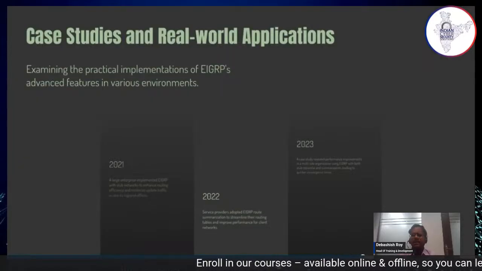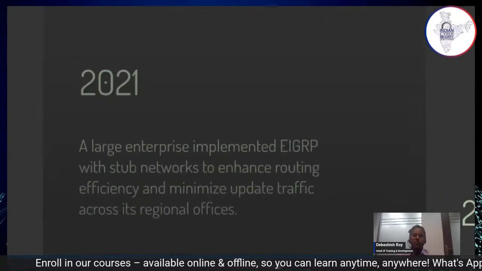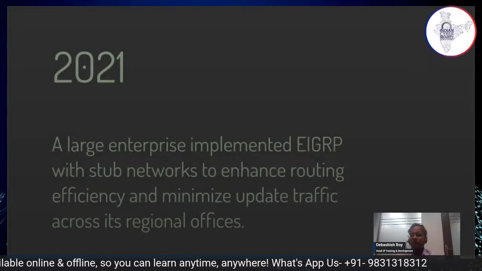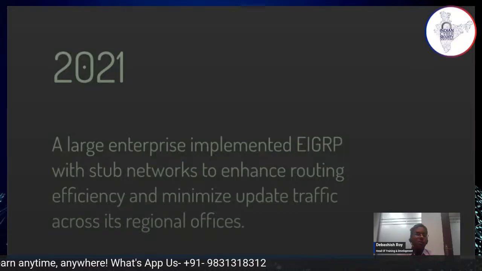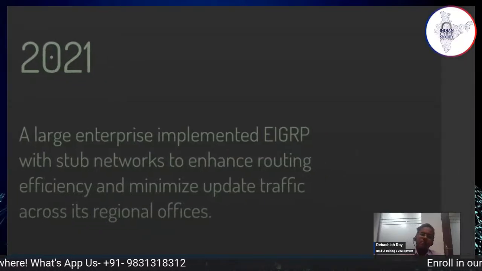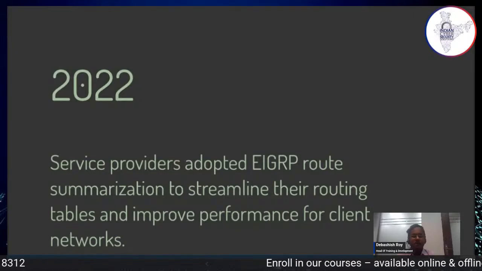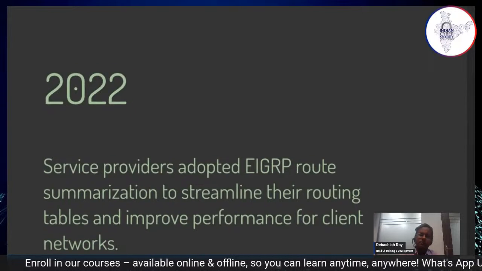Now, what are the case studies and real world applications of these things? In 2021, a large enterprise implemented EIGRP with stub networks to enhance routing efficiency and minimize update traffic across its regional offices. In 2022, service providers adopted EIGRP route summarization to streamline their routing tables and improve performance for client networks.